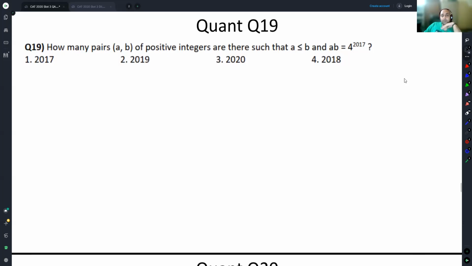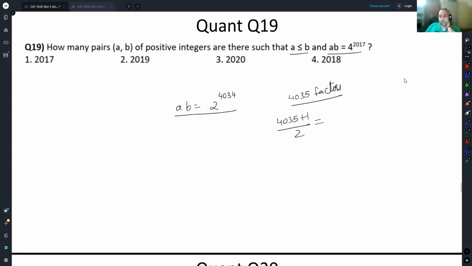How many pairs AB of positive integers are there such that A is less than or equal to B and AB is equal to 4 raised to the power 2017, or AB is equal to 2 raised to the power 4034? Yes. How many factors does this number have? 4035 factors. How many pairs of factors does this number have? (4035 plus 1) by 2.